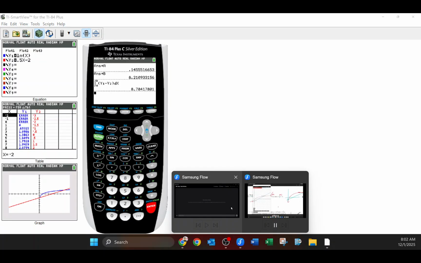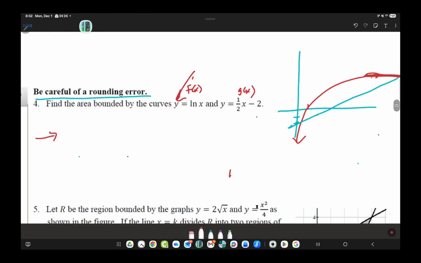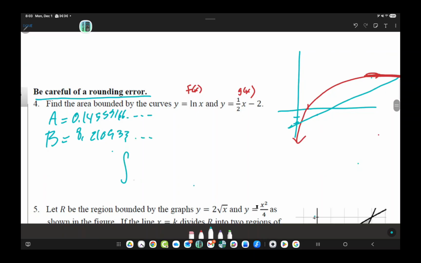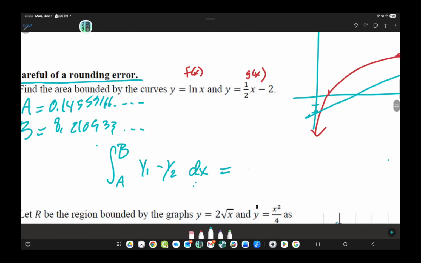Okay. So we get, again, on our screen here, just to show all that work, we stored alpha A as 0.14555516, whatever that is. B was 8.210933, whatever that is. And then we integrated from A to B, y1 minus y2 dx. And we got 8.784. We only round at the very end.